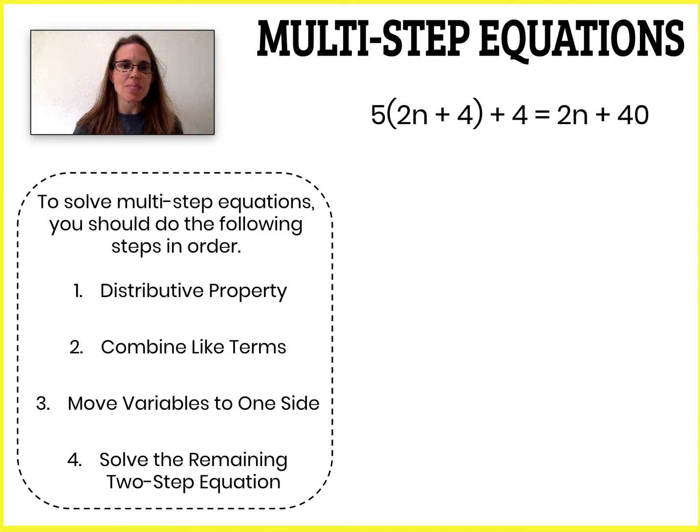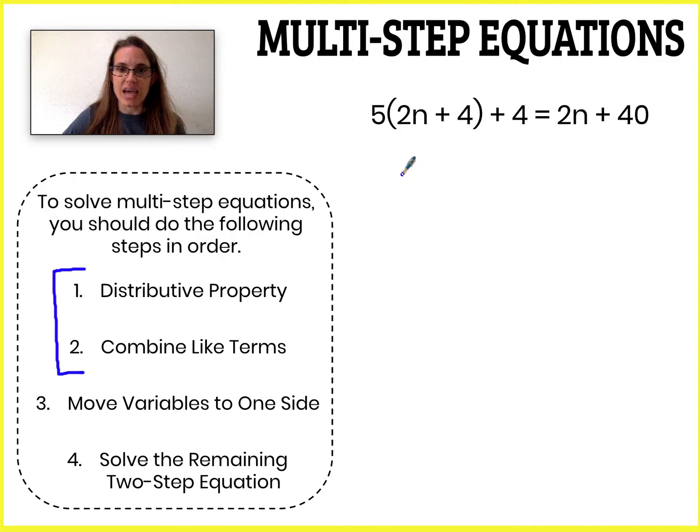When solving a multi-step equation, the first thing that we need to do is fully simplify both the left hand and the right hand side of the equation. What this means is that we need to use the distributive property and then combine like terms for both the left hand and the right hand side. In this example equation, the right hand side is already fully simplified. We don't need to use the distributive property, and there aren't any like terms to combine.